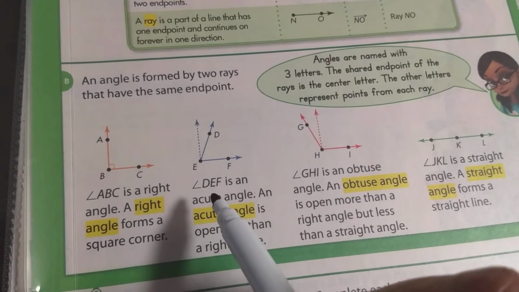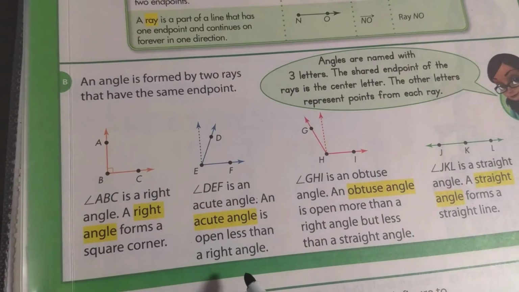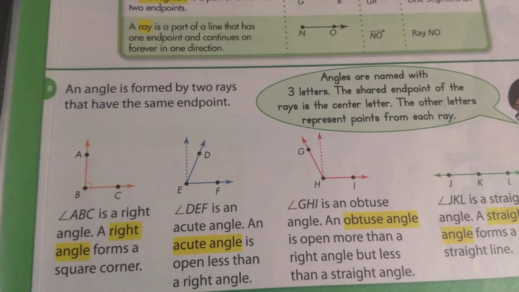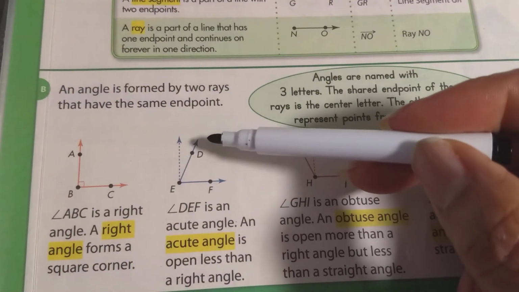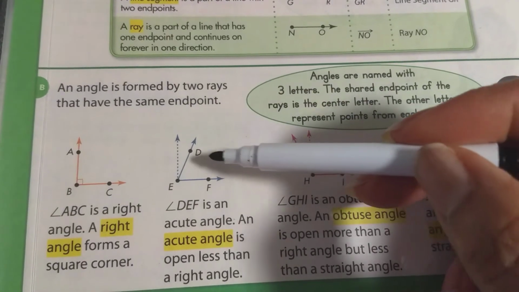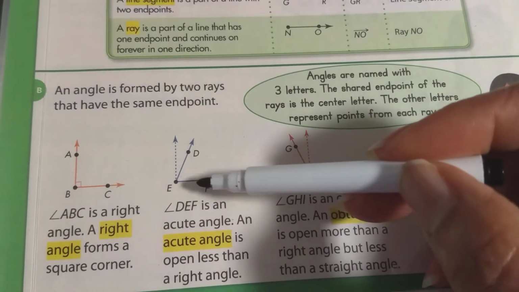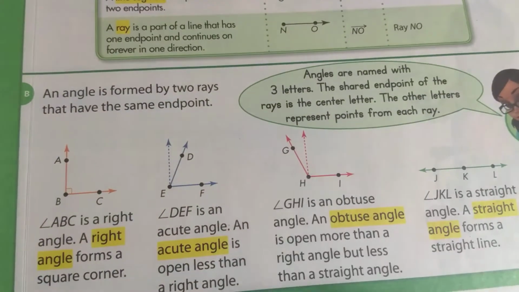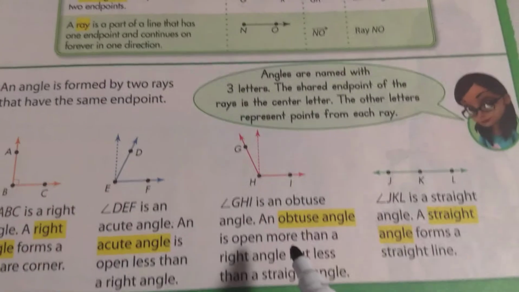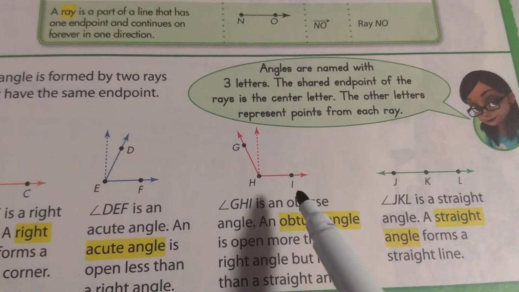Okay, next, angle DEF is an acute angle. An acute angle opens less than a right angle. Okay, if you remember us talking about that earlier, the mouth of it opens less, so it's less than the right angle, which, do you remember the degrees? It was a 90-degree angle, so it's less than a 90-degree angle. That's an acute angle.